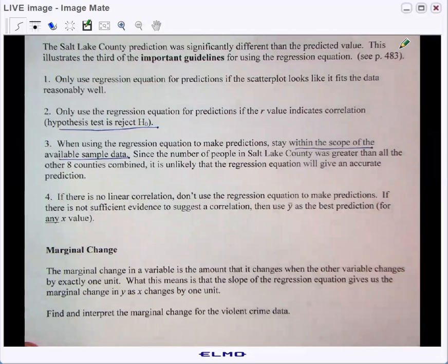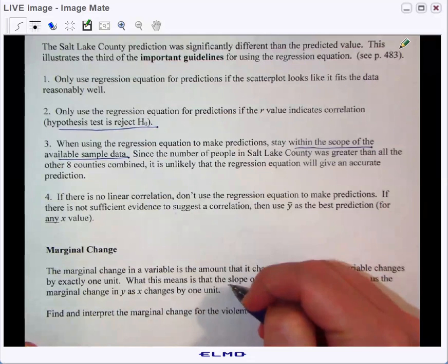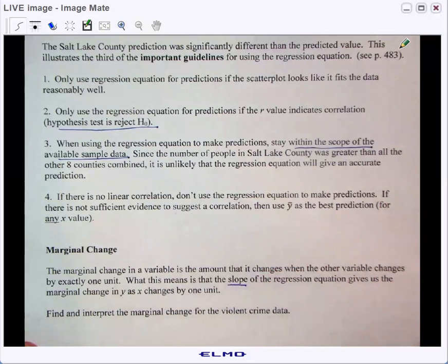Again, we were talking about the importance of correlation and regression and when to use the regression line to make predictions and when not. Another thing that we want to talk about here is something called the marginal change. The marginal change is how much the variable changes as the other variable changes by 1 unit. So we're going to interpret this as how much the y variable changes as the x variable changes by 1 unit. Okay, and you will probably recognize this from previous math classes as simply the slope, the change in rise as the run changes by 1 unit.